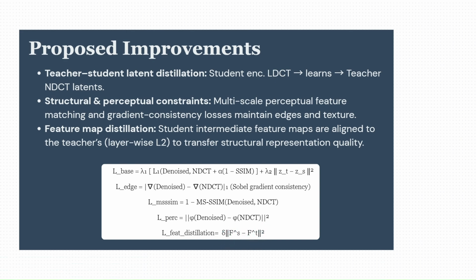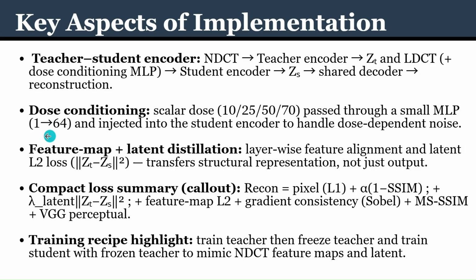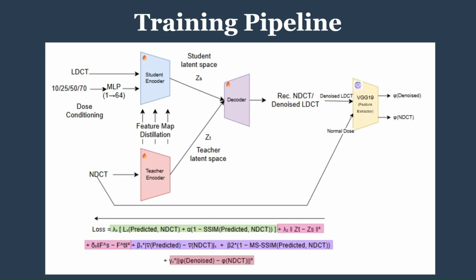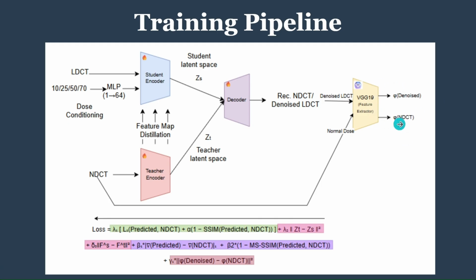So next chapter is implementation. So these are all the aspects that I talked about. Another one is dose conditioning. We also gave our student encoder the information about dose, like which LDCT dose is given to the student encoder. As we can see in this pipeline, we provided the dose information by using MLP and then giving it to encoder, so that our encoder knows by how much it has to denoise the LDCT image. In this, I told you that we used VGG19 to reduce the perceptual loss also. These are all the losses that I talked about.